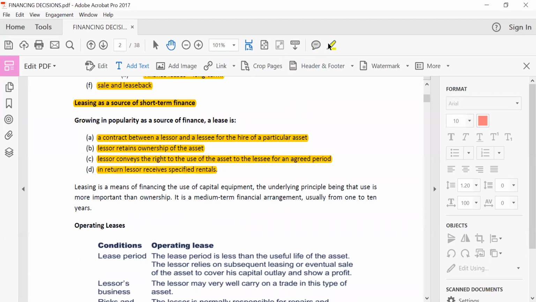Leasing turns out to be complicated for students. That is why we decided to pick it up to explain it in detail. Leasing is a means of financing the use of capital equipment. The underlying principle being that the use is more important than the ownership.